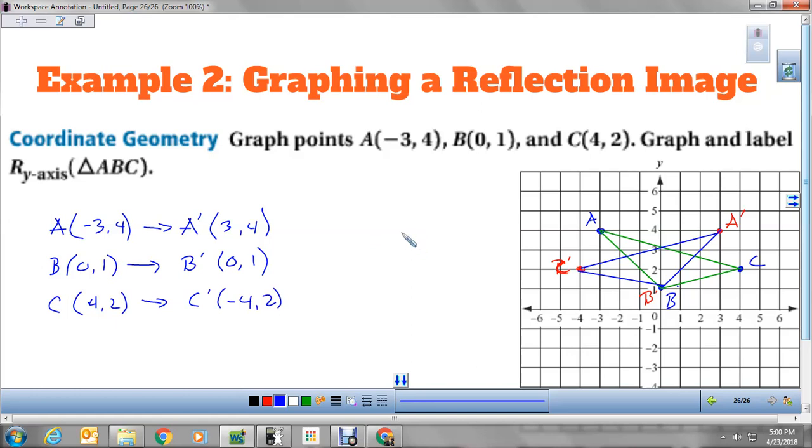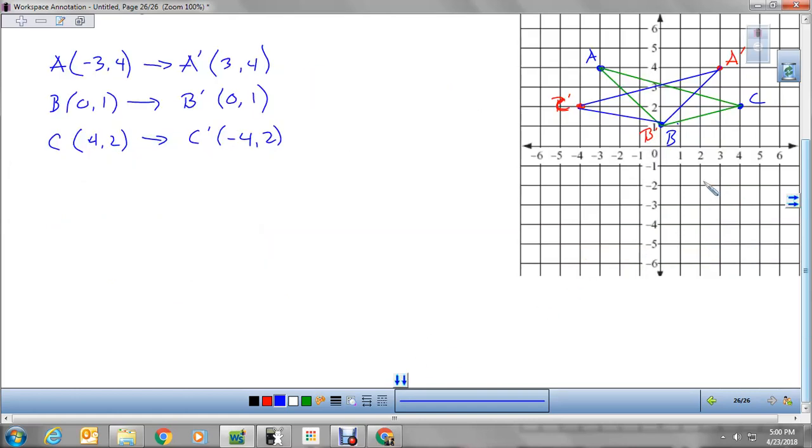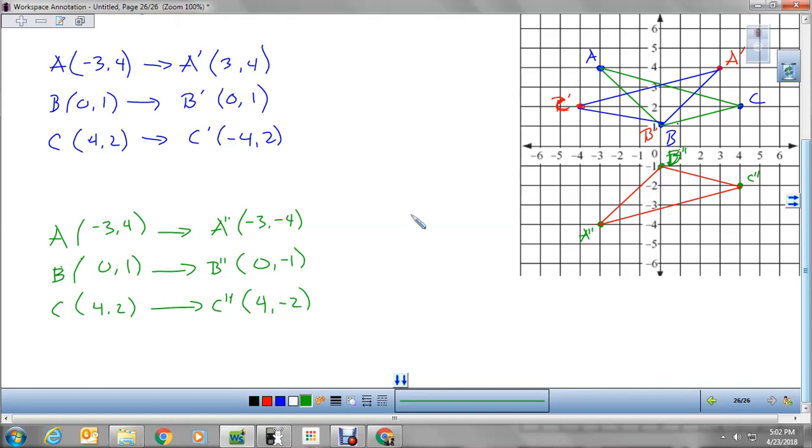All right, so for the next part, I want you to take the original graph and reflect it over the x-axis. You can do this on the same graph, but I want you now to give us, we'll call this B double prime, just so that we can help identify it on the same graph. So go ahead and do that now. Pause the video, come back and check your work when you're done. All right, let's see how you did.